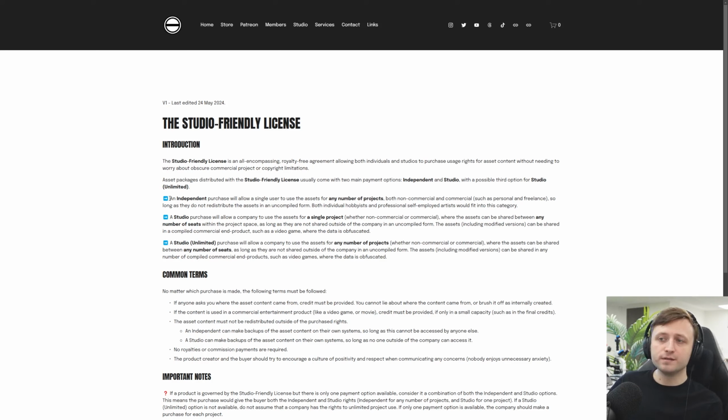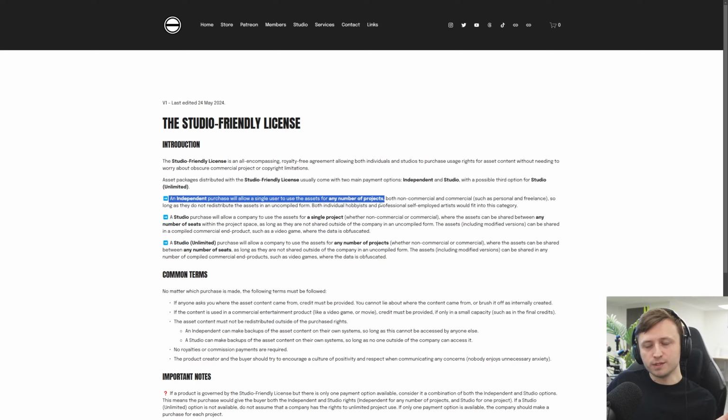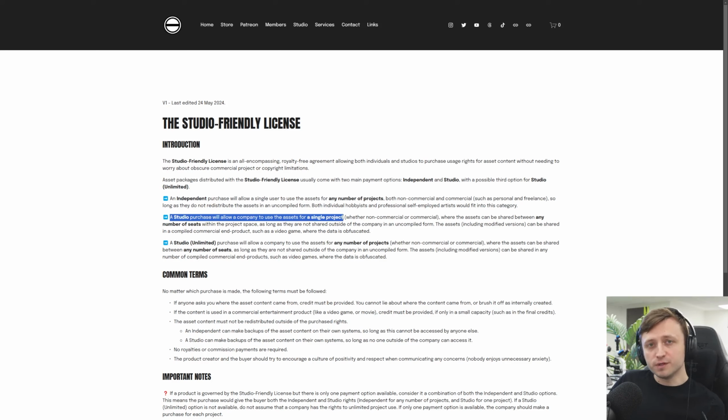Again, if you're an independent, so you're self-employed, you don't have to worry about that. You buy it once, you get it forever, use it for any number of projects. It's just if you're a company or a studio, which is the term we're using in this license, then generally speaking, you have a few more funds flying around. You can incorporate the price of this asset into the total price you're charging the client.